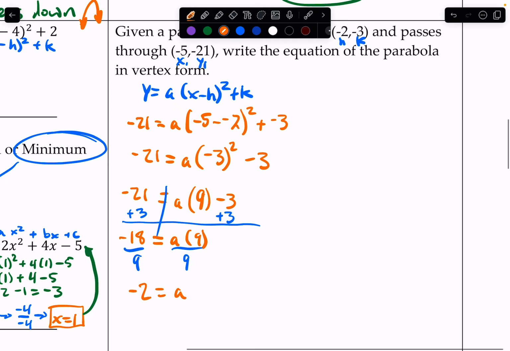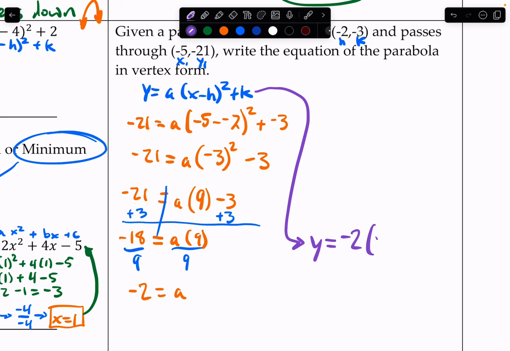Our final answer needs to be kind of a generic equation. It needs to be y equals something, so with an x in there still. So we're going to go back to our original vertex form. We're going to keep the y. Now we know what a is, and we're going to keep the x. Everything else, that h and k, we're going to plug in.